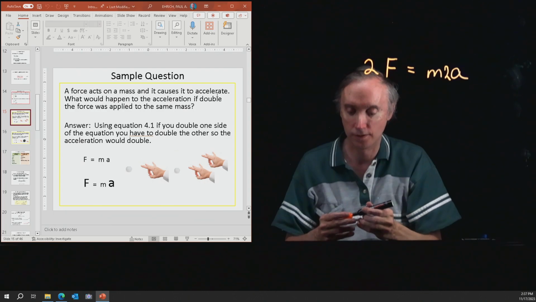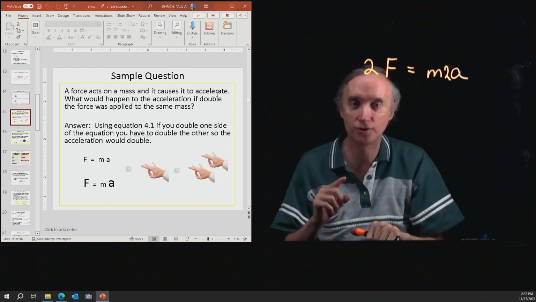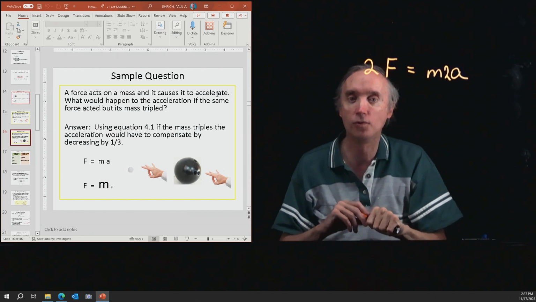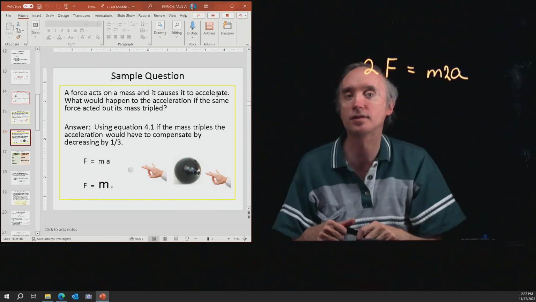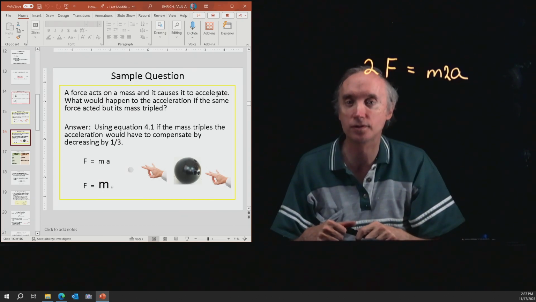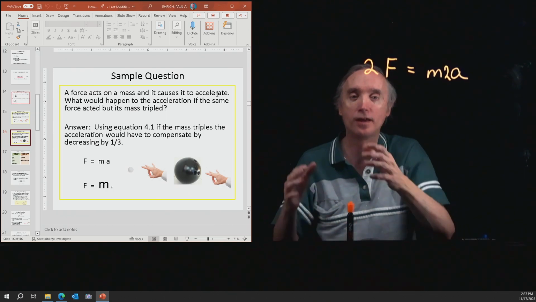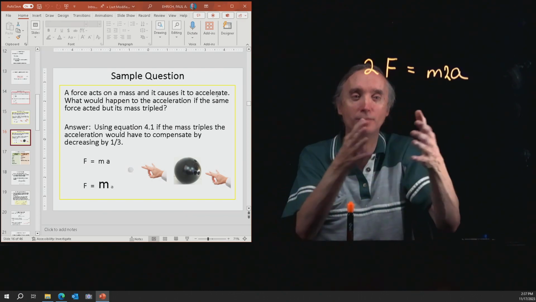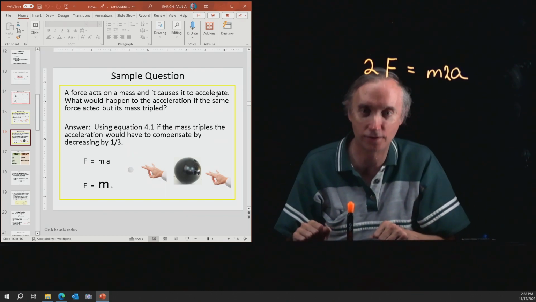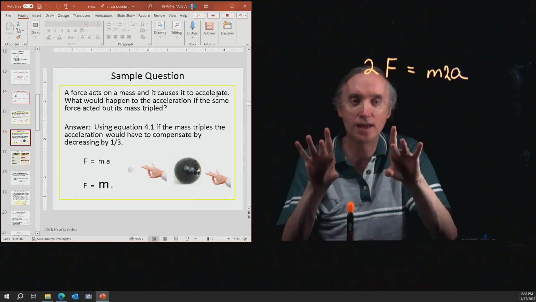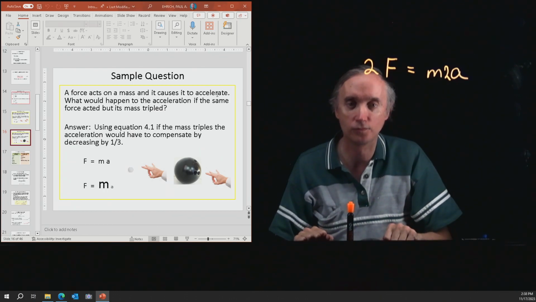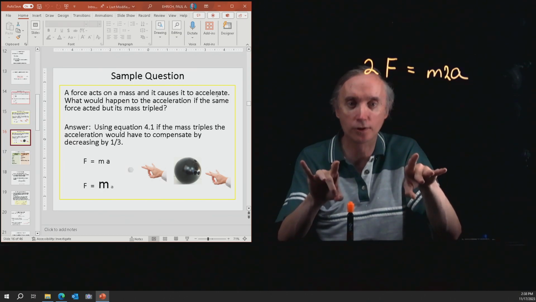Okay? All right, now for the one that you probably should not do. A force acts on a mass and it causes it to accelerate. What would happen to the acceleration if the same force acted on it, but the mass was tripled? So this time we're going to have a ping pong ball, and let's say you got a bowling ball. All right, now don't do this. What we're going to do is give them both the same amount of force. So we're going to flip the ping pong ball and we're going to flip the bowling ball.